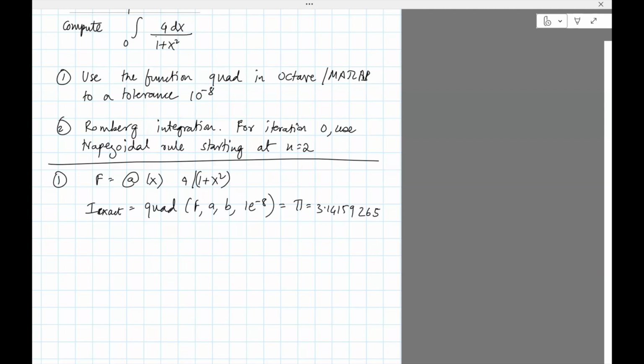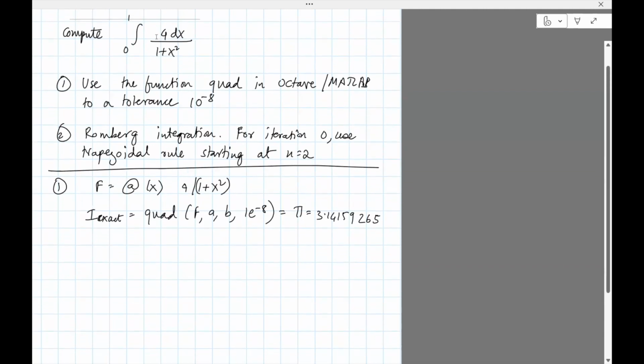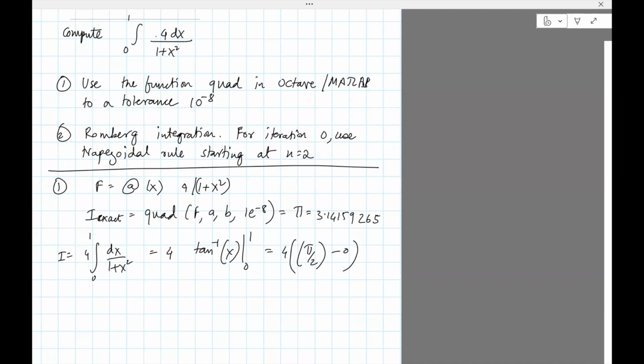So it turns out that you can actually integrate this equation analytically. Do you know what the integral of 1 divided by 1 plus x square is? When I was in high school, I had to memorize that. It is tan inverse of x. So when you take the limits 0 and 1, I think it's pi by 4 minus 0, right?